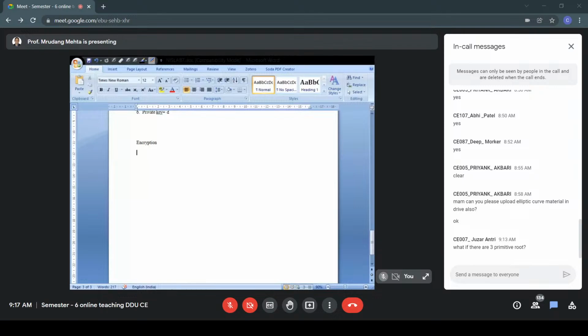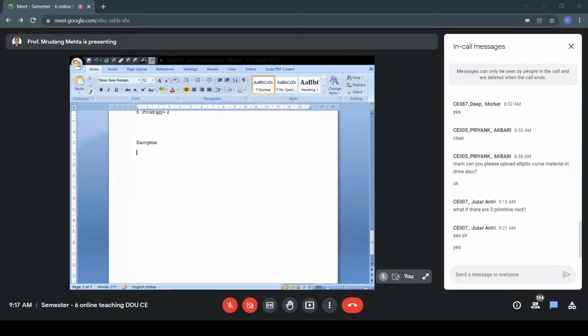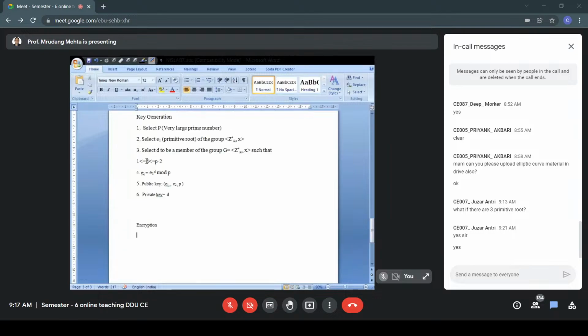Are you able to understand? Have you understood this key generation part? Your doubts are clear? We are selecting one primitive root, we are selecting D, which is a member of the group, and then we are calculating E2. Now E1, E2, and P are public and D is private. The member of the group is private. It is kept by Bob.